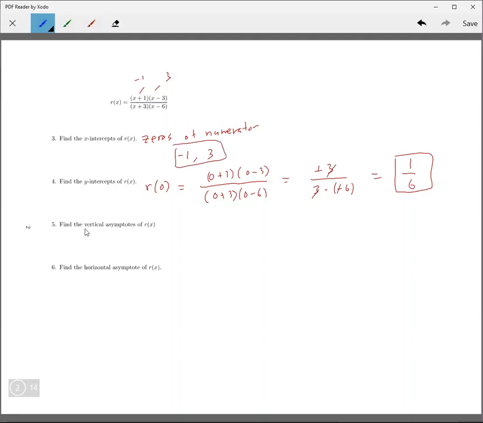Okay, vertical asymptotes. These are going to be typically zeros of the denominator, unless they can be canceled by the numerator.